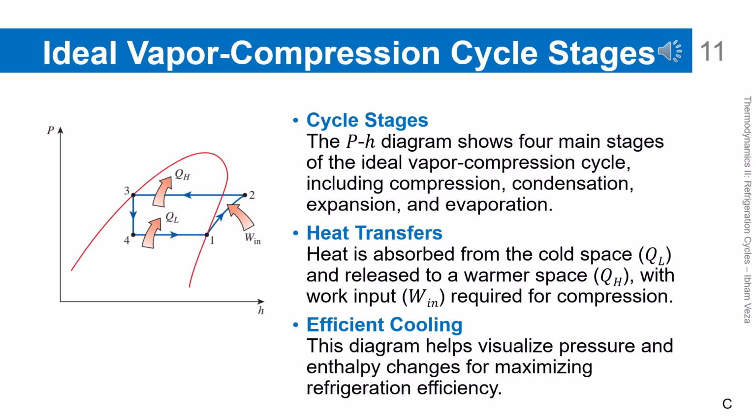Heat QL is absorbed in the evaporator, and heat QH is rejected in the condenser, while work WN is supplied to the compressor. This diagram is very useful for numerical performance calculations. With this diagram, the cycle efficiency can be analyzed quantitatively.